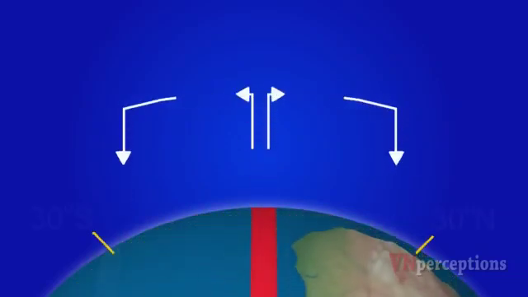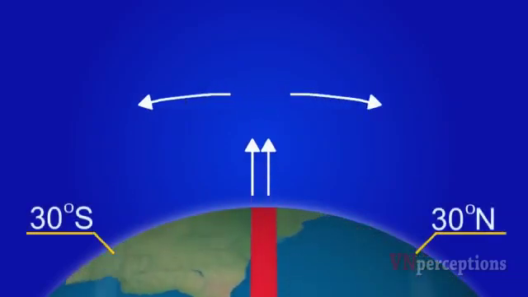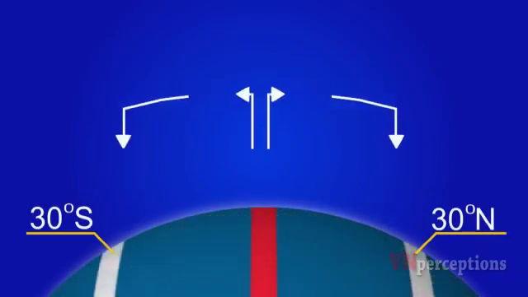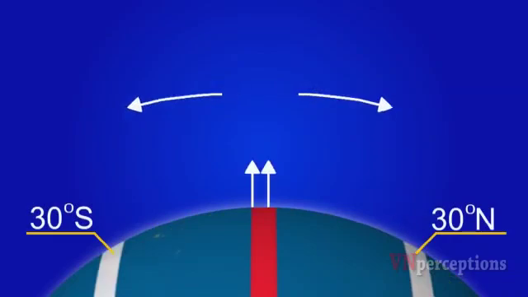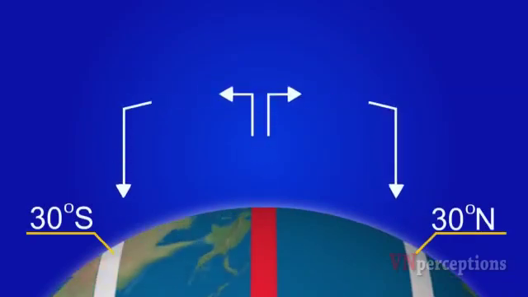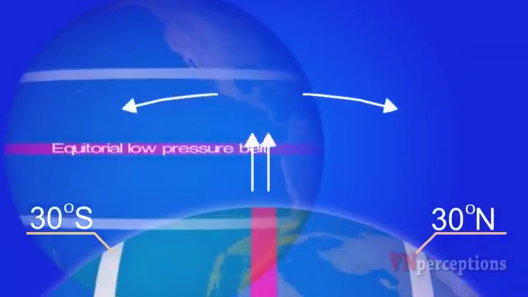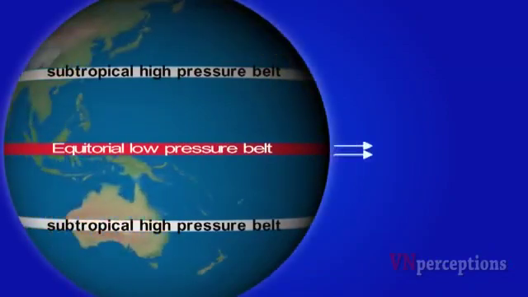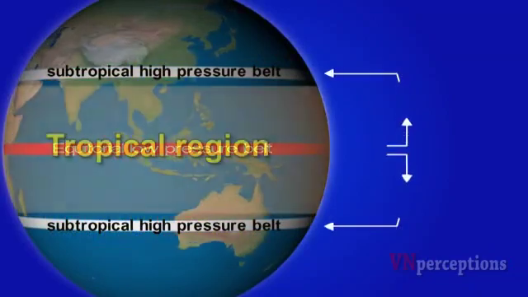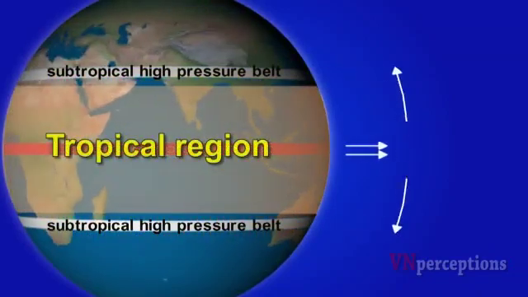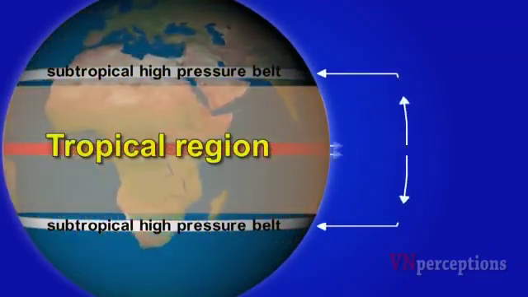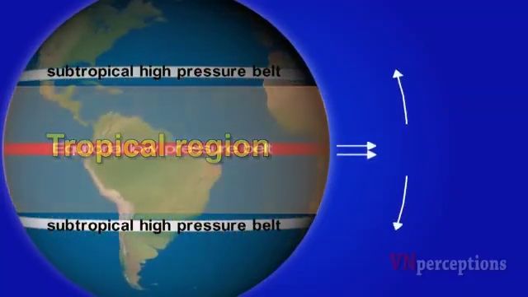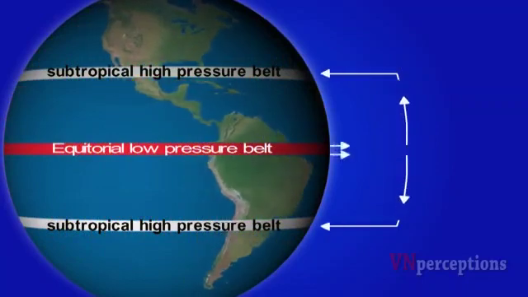So, at around 30 degrees north and south, we have sinking air. This sinking air is cool air, so it forms high pressure systems. These regions are called subtropical high pressure belts because these regions lie outside the tropical region and at the same time adjoining the tropical region. The sinking air now moves towards north and south.